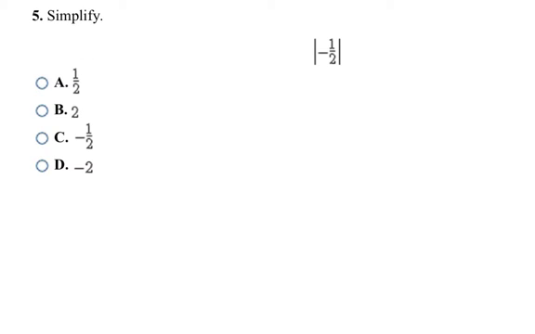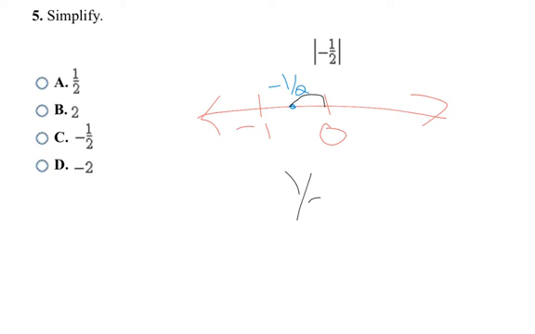Here I'm asked to find the absolute value of negative 1/2. And so you can draw out the number line for that one if you want. Negative 1/2 is going to be somewhere between negative 1 and 0, right in the middle there. And so this is negative 1/2. And so how far away is that from 0? It's a half unit away from 0.